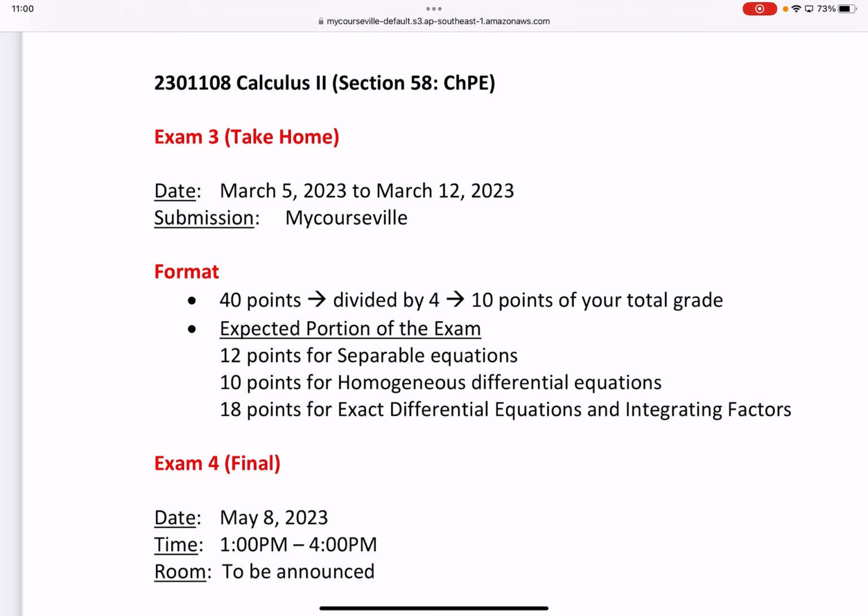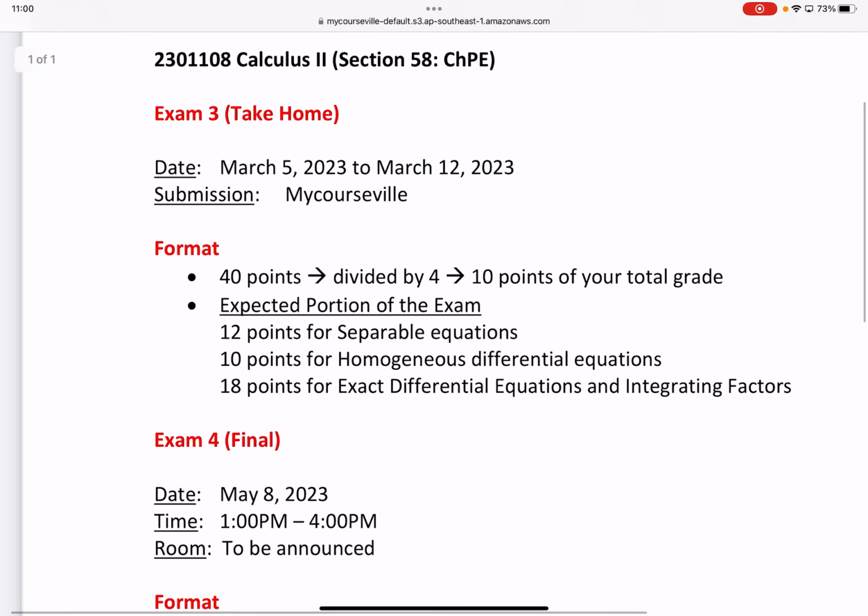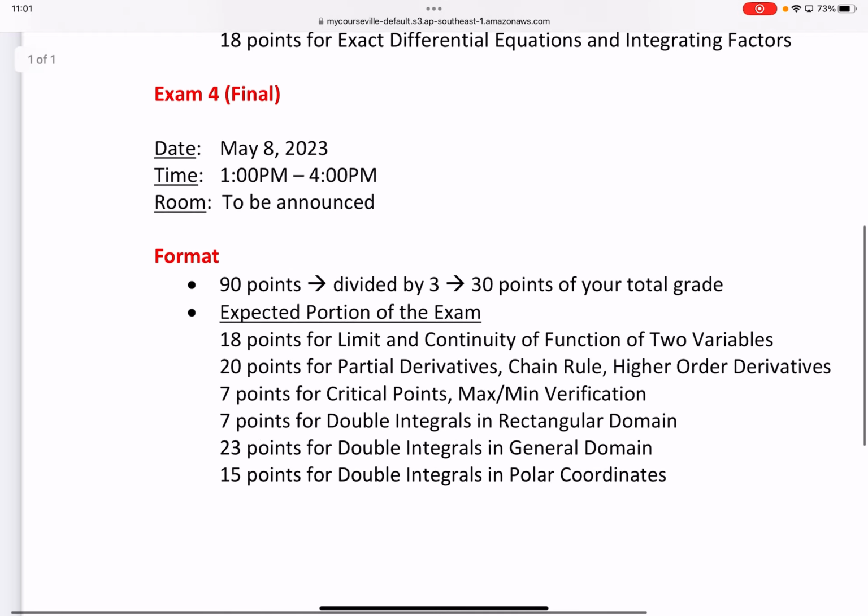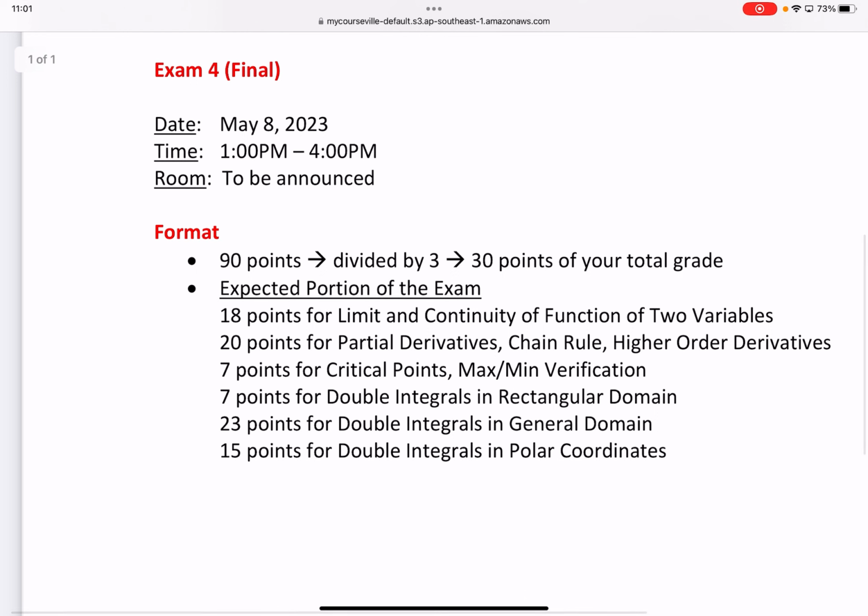So this is the part that is going to pull you from the mean to just get a little bit above 80%, so you have more chance to get an A for the final. So this is the take-home exam, and the final is going to be on May 8th.